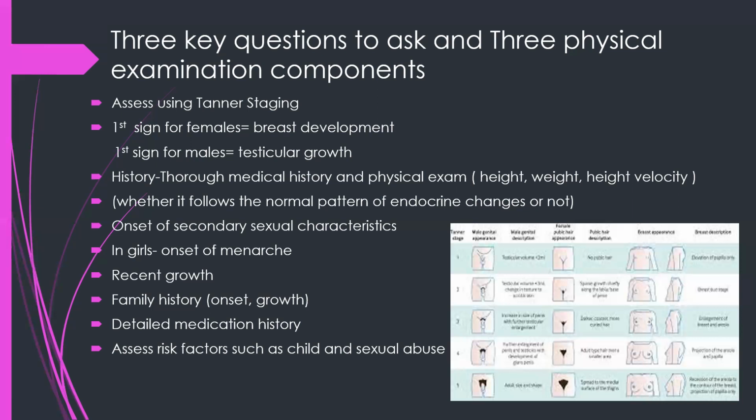Onset of secondary sexual characteristics, in girls, onset of the first period, recent growth, any family history of the onset or growth, detailed medication history, and assess risk factors such as child or sexual abuse.